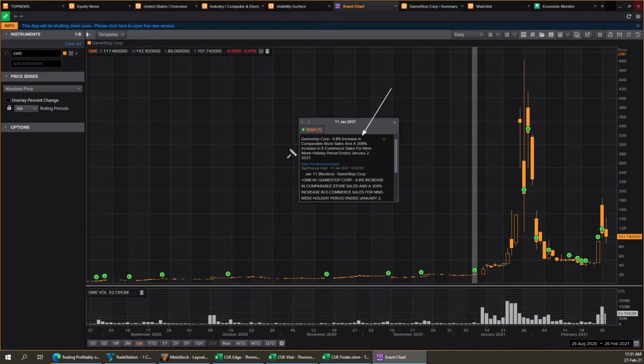4.8% increase in comparable store sales and a 309% increase in e-commerce sales. Though it is a brick and mortar shop, GameStop had a 309% increase in e-commerce sales for the 9-week holiday period. So those were positive news. That was probably a valid reason for some players to try to buy it aggressively and stop out the shorts. It didn't happen out of thin air. There was a reason, and you could find the reason in most cases from these brief charts.